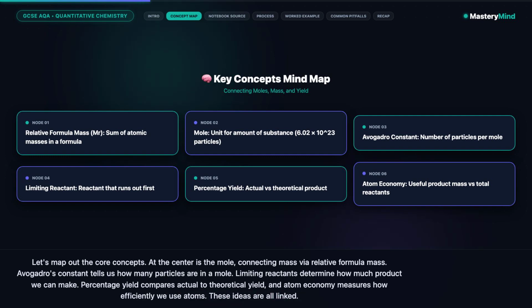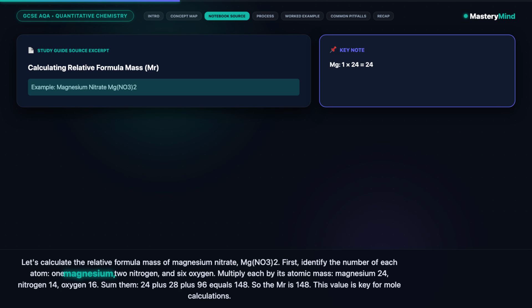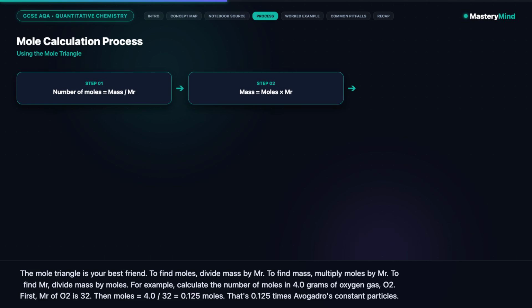Let's calculate the relative formula mass of magnesium nitrate, Mg(NO3)2. First, identify the number of each atom: 1 magnesium, 2 nitrogen, and 6 oxygen. Multiply each by its atomic mass: magnesium 24, nitrogen 14, oxygen 16. Sum them. 24 plus 28 plus 96 equals 148, so the Mr is 148. This value is key for mole calculations.